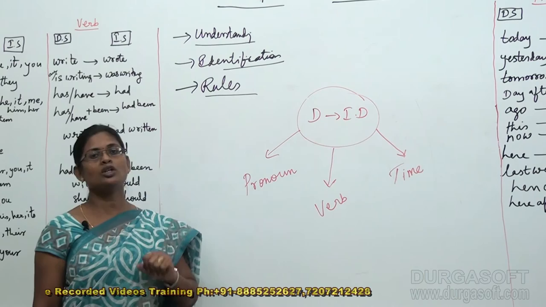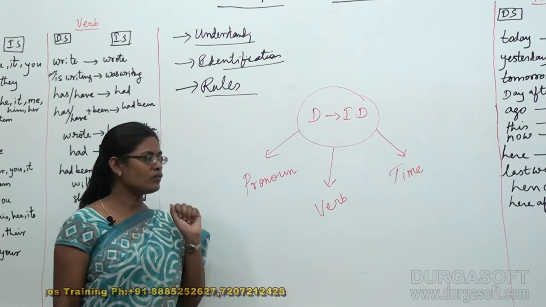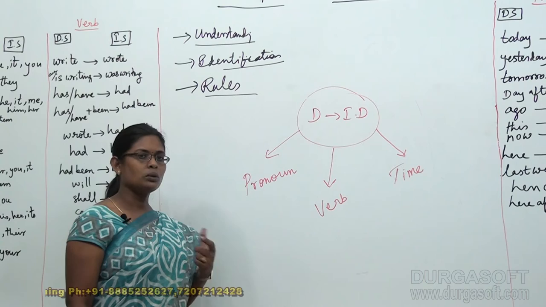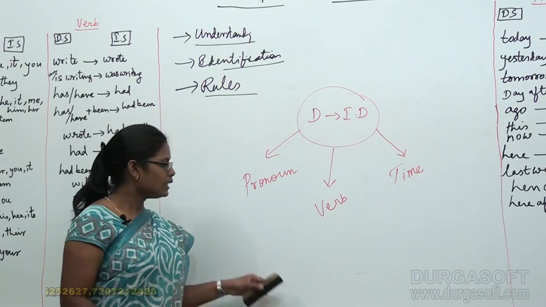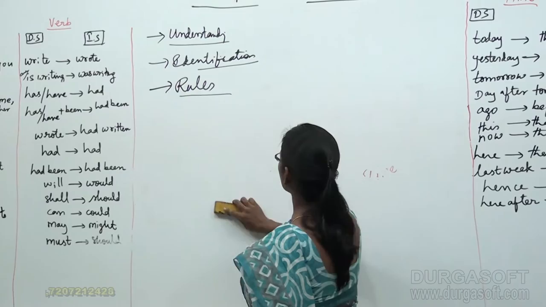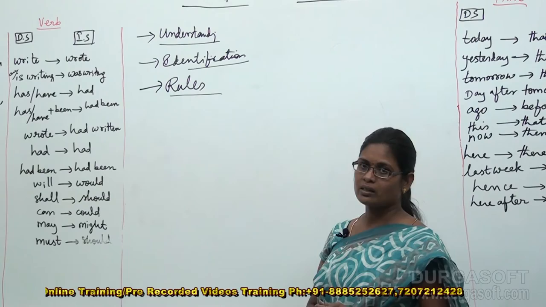So these are the respective rules for converting a direct speech into indirect speech. If you focus on these three particular rules, you can very well play games with direct and indirect speeches. I mean, the reported speeches are going to be quite easy for you. Now let's see how the pronouns are going to change their form when it comes to indirect speech, and how the verbs are going to change, and even how the time is going to change.